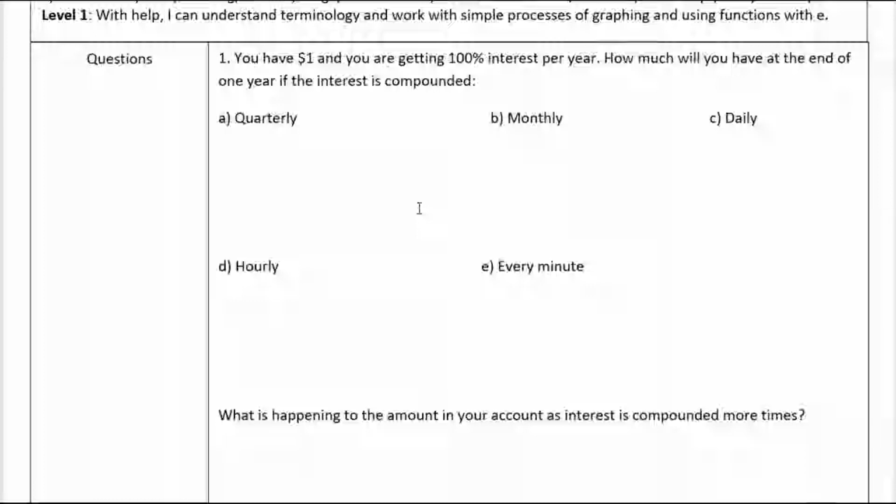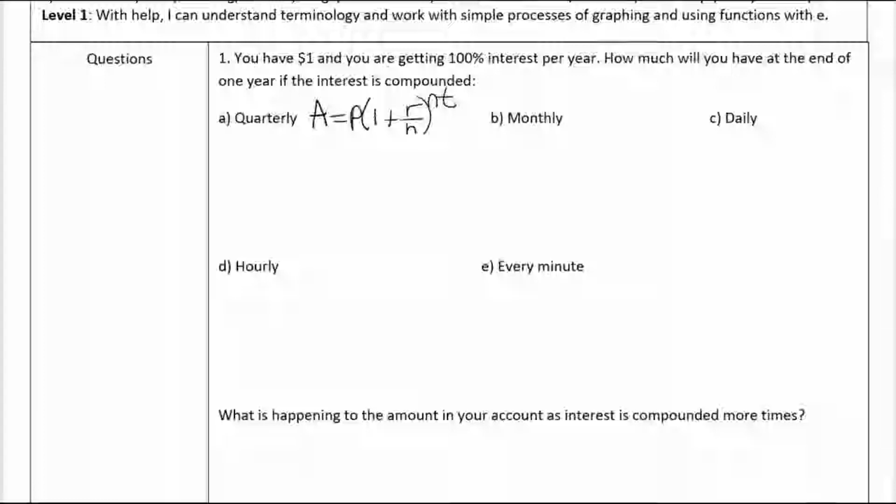So this is an interest problem, a compound interest problem. So remember that the formula for compound interest is A equals P, the principal, which is how much you start out with, in this case $1, times 1 plus the rate of interest divided by the number of times you compound it, raised to the number of times you compound interest times the time, usually in years.